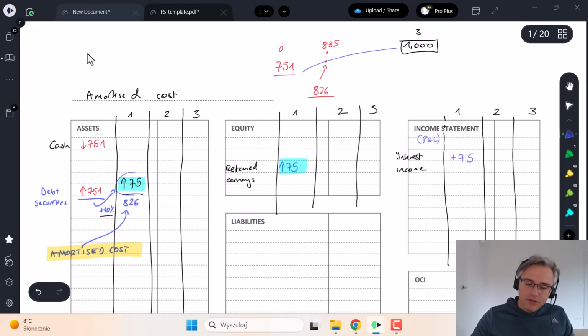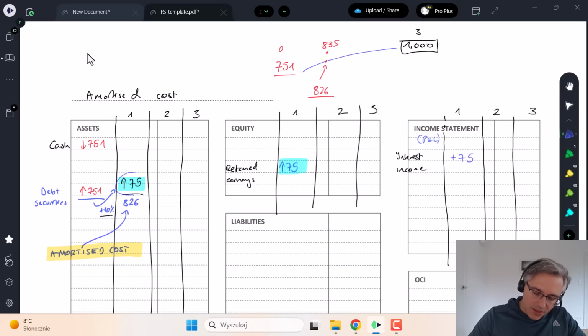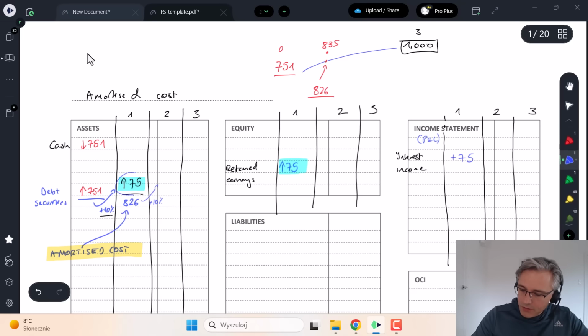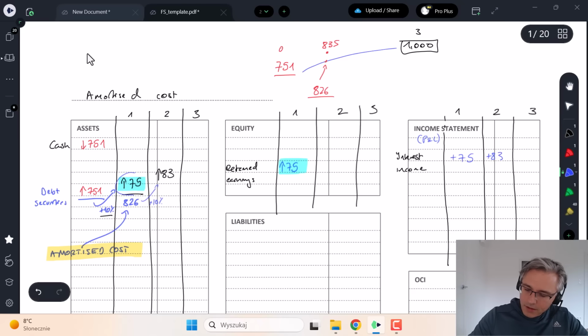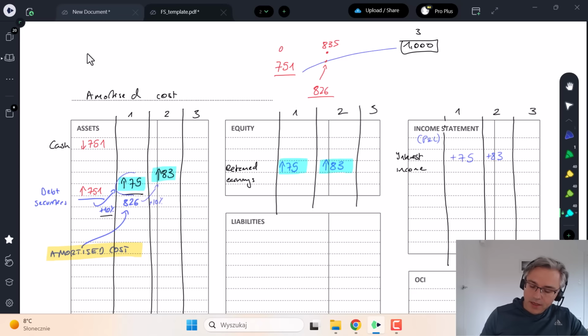Now, we will do exactly the same thing next year as well. So in the next year, we take the amortized cost or the carrying value from the previous year, and we also raise it by 10%. So once again, I'm doing a bit of rounding. So this would give us, more or less, well, it's 82.6. So I'm going to make this 83. So you can see that the growth increases. And once again, that growth is called interest income, and it is reported in P&L. And if it's reported in P&L as something positive, it will also have a positive impact on our equity. So 83, 83.